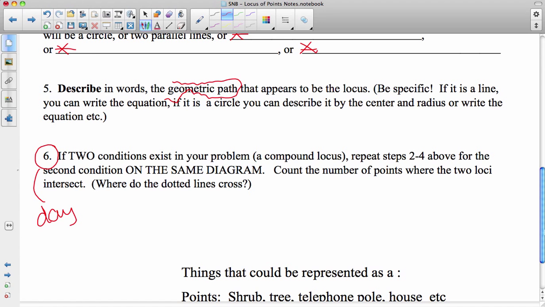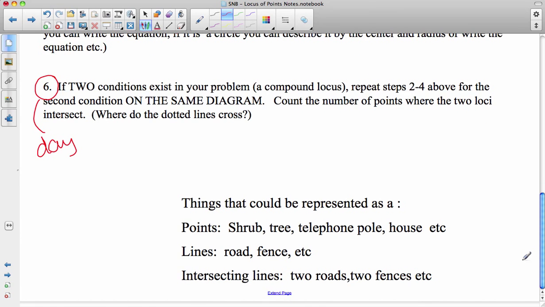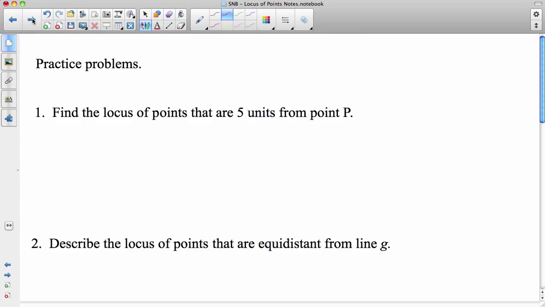So here's a little hint down here. Things that could be represented as points, sometimes they talk about a shrub, sometimes they talk about a tree, a telephone pole, a house, or anything else that could be considered a point. Lines could be a road or a fence or something like that. Intersecting lines could be 2 roads, 2 fences, something like that. All right, so now we're going to get on to some examples, some problems.